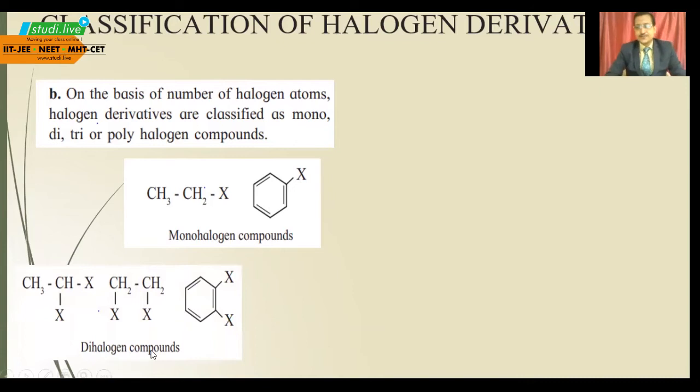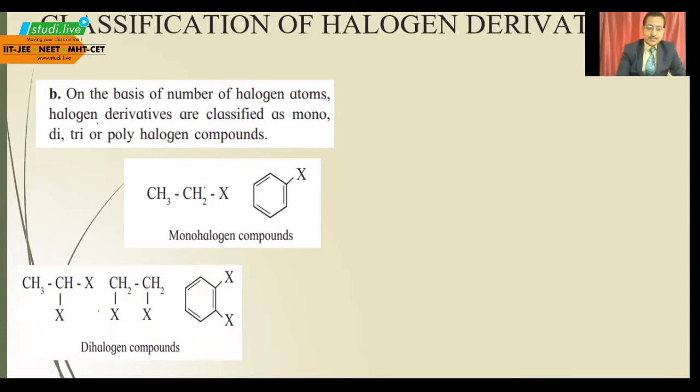Dihalogen derivatives. Now what is dihalogen? Di means two. So here, if you can see, this is one halogen, this is another halogen. Here also, this is one halogen, this is another halogen. So two hydrogen atoms are replaced by two halogen atoms. If two hydrogen atoms are replaced by two halogen atoms, then it is called dihalogen derivatives.